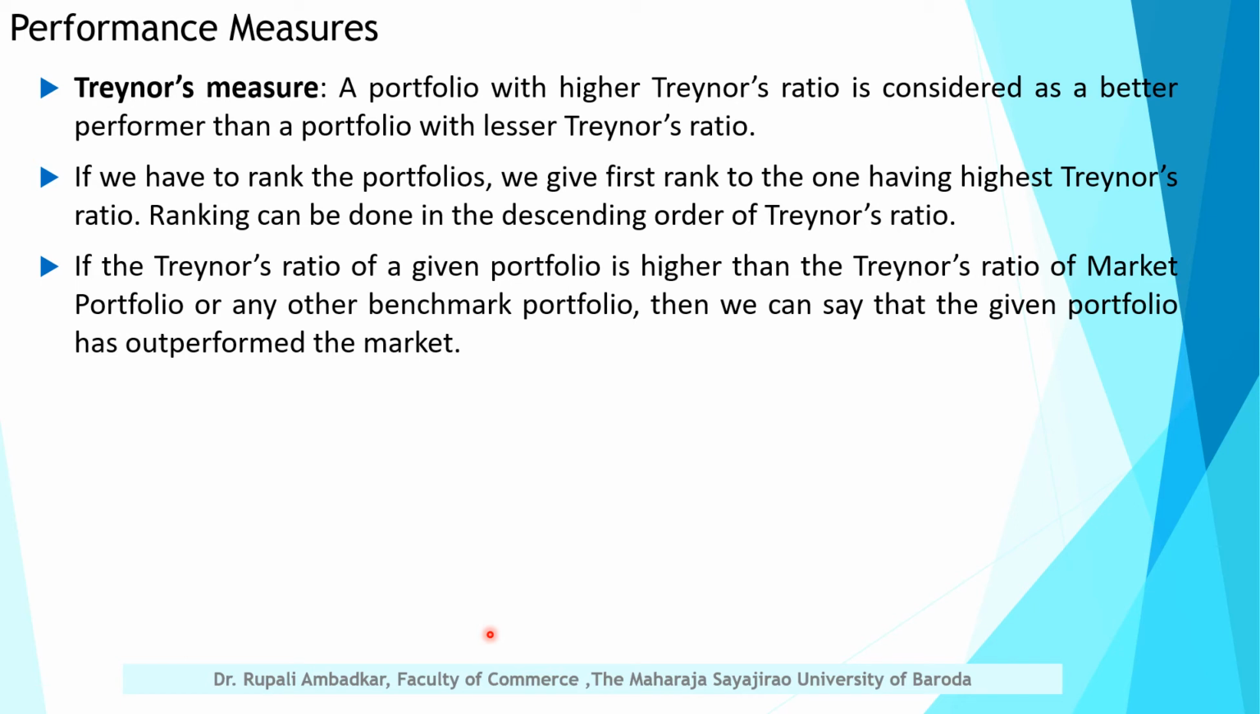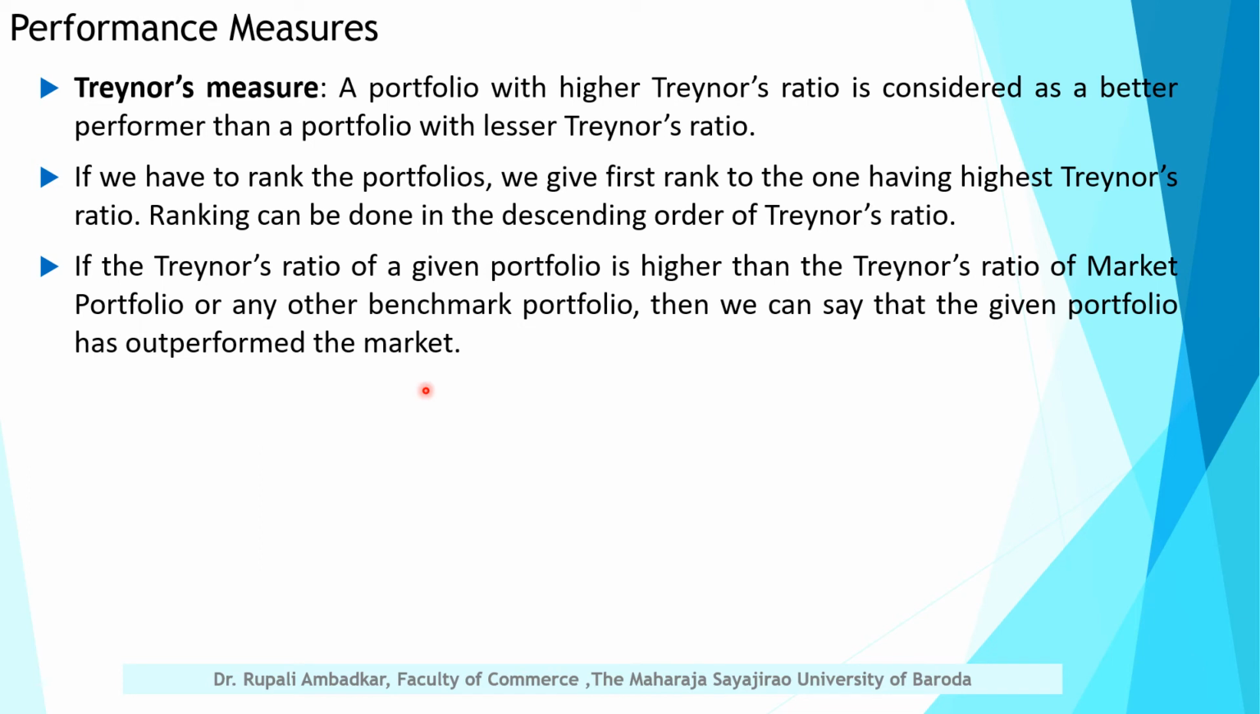In order to find whether the portfolio has outperformed or underperformed, we might need some benchmark portfolio, say the market portfolio. So if the Treynor's ratio of a given portfolio is higher than the Treynor's ratio of the market portfolio or any other benchmark portfolio, then we can say that the given portfolio has outperformed the market.